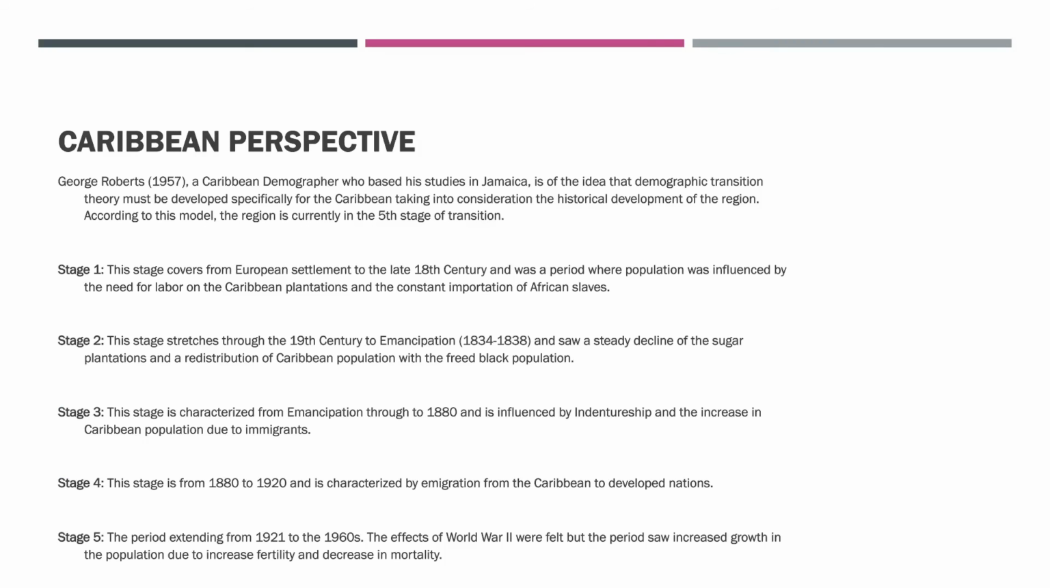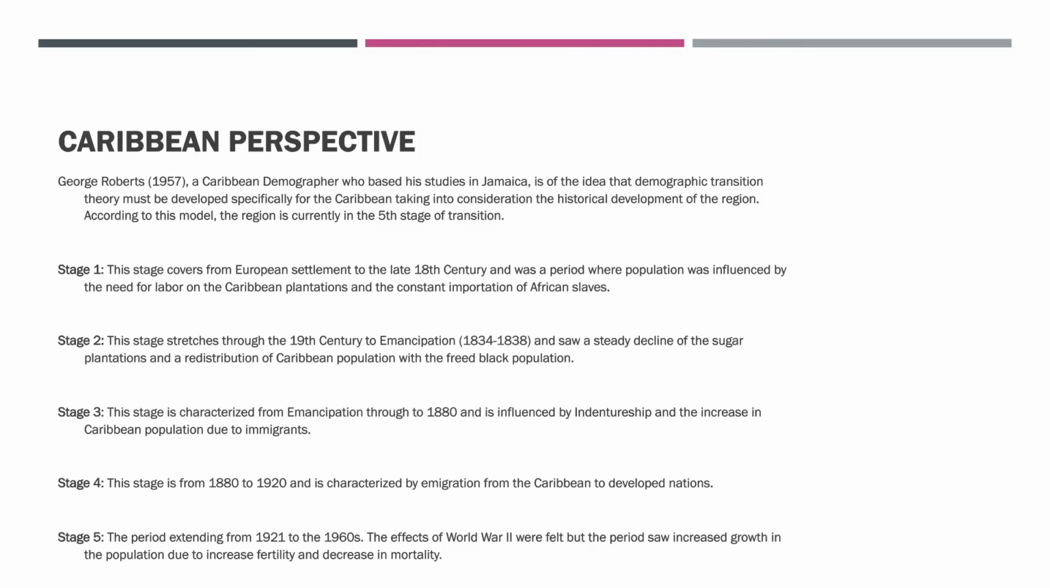Now we have the Caribbean perspective. So our Caribbean theorist would be George Roberts, 1957, a Caribbean demographer who based his studies in Jamaica, is of the idea that demographic transition theory must be developed specifically for the Caribbean, taking into consideration the historical development of the region, right? According to this model, the region is currently in the fifth stage of transition.